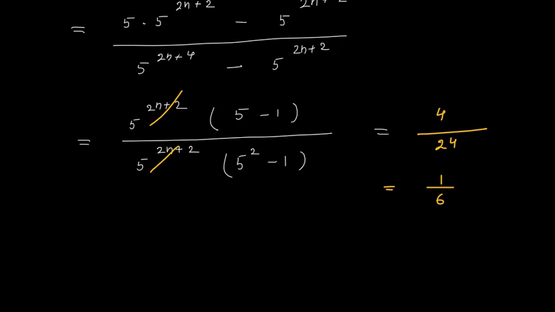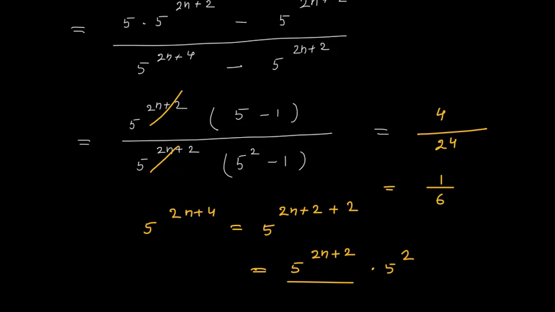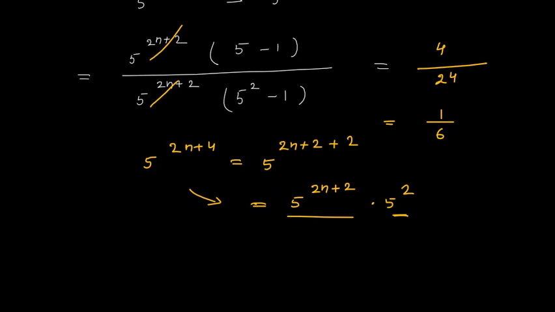Now let me discuss this part, 5^(2n+4). This 5^(2n+4) can be written as 5^(2n+2+2), and this can be written as 5^(2n+2) into 5^2. Therefore, when we take 5^(2n+2) common, only 5^2 is remaining in this part. I have solved it directly, but if you want you can expand like this and then take 5^(2n+2) common, and finally you will get 1 upon 6 as your answer.